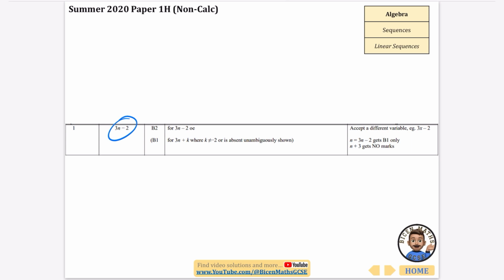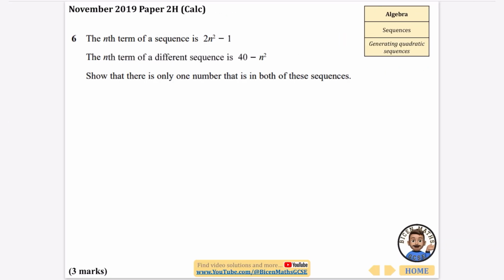And there it is. Now we're going to have a look at this one, which is about generating quadratic sequences. This is a calculator one, so we will use a calculator to make this easier. It says the nth term of a sequence is 2n squared minus 1, and the nth term of a different sequence is 40 minus n squared. Show that there is only one number that is in both of these sequences.